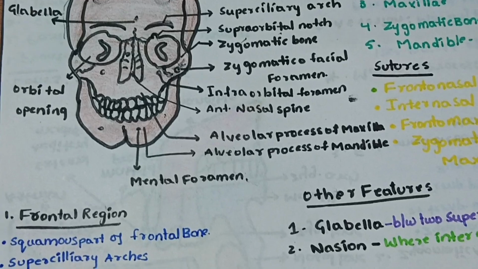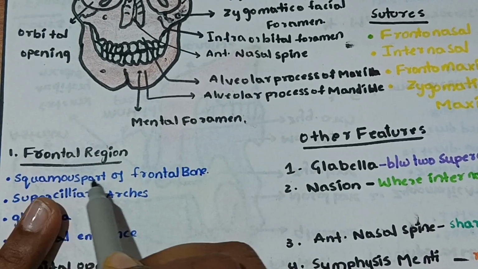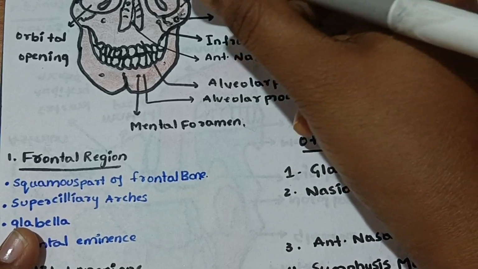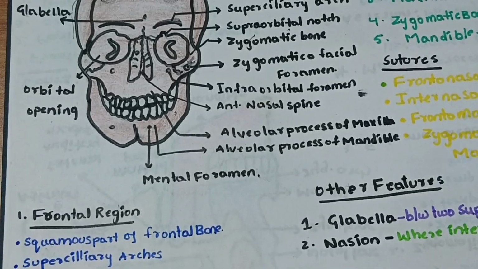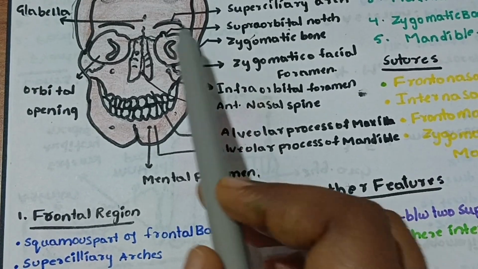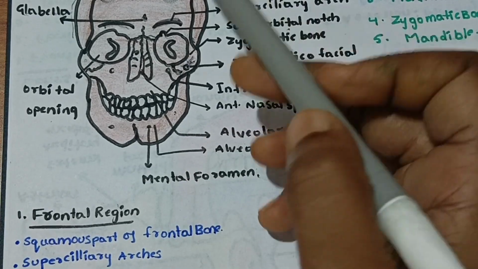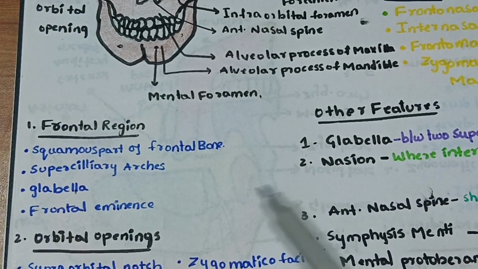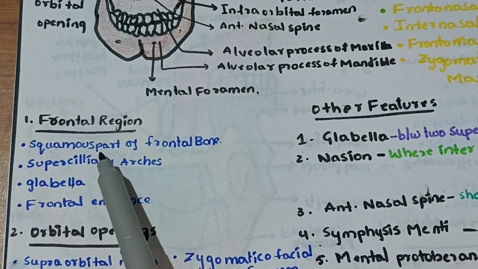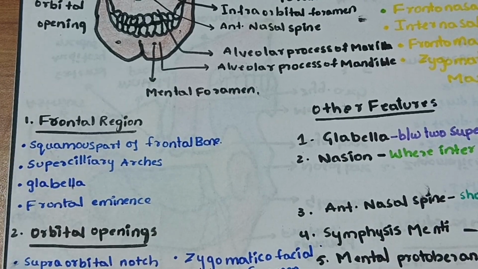Now let's see the description of norma frontalis. In the frontal region, we have the squamous part of the frontal bone. Superciliary arches, as I said. Glabella, this point. Frontal eminence. What are the main four important features in the frontal region? Squamous part of the frontal bone, superciliary arches, glabella and frontal eminence.